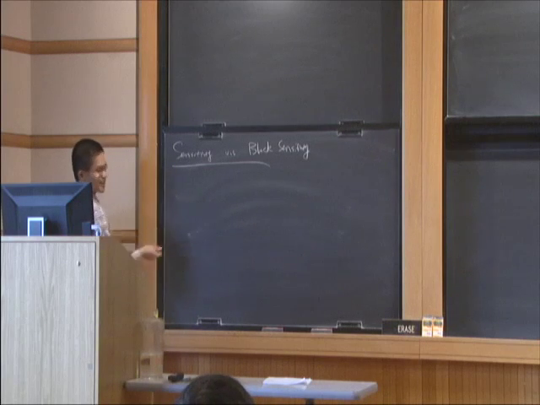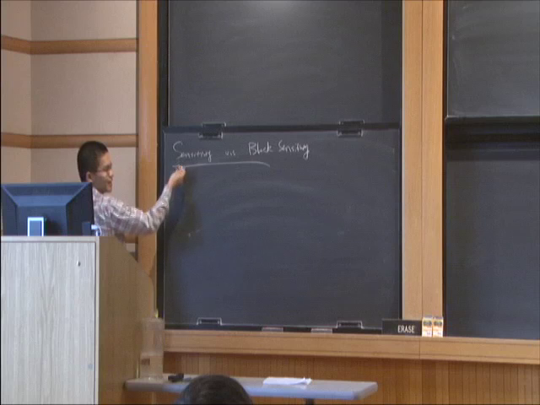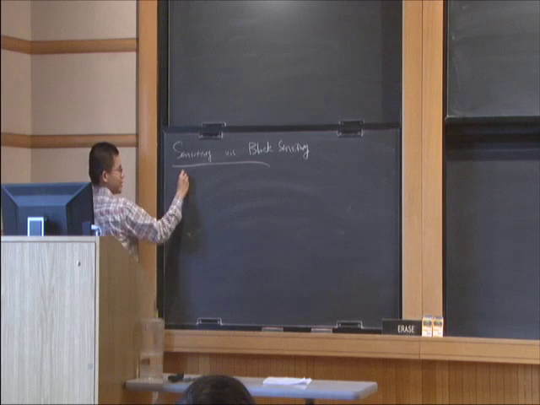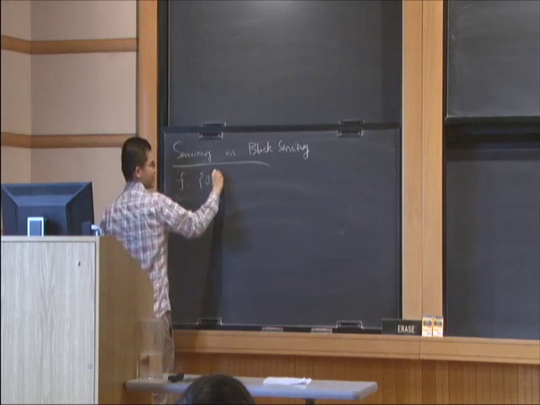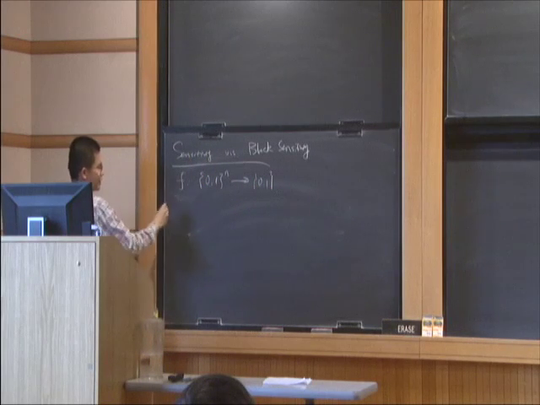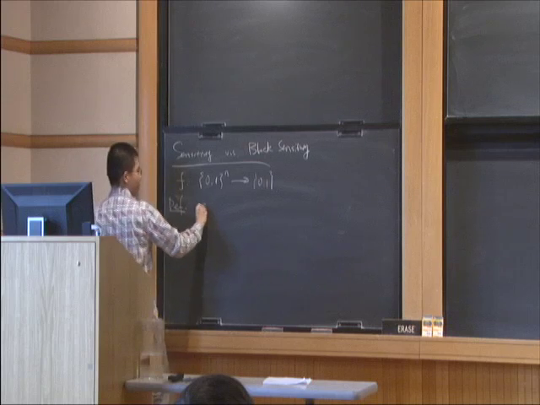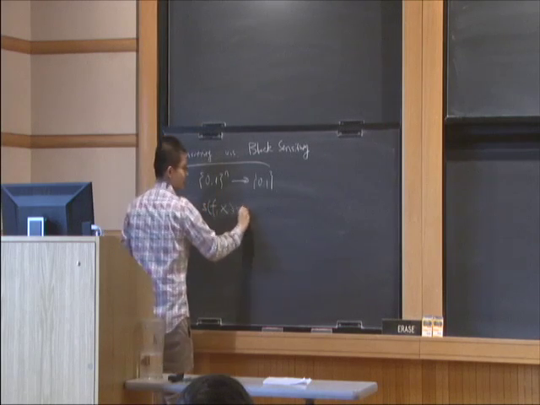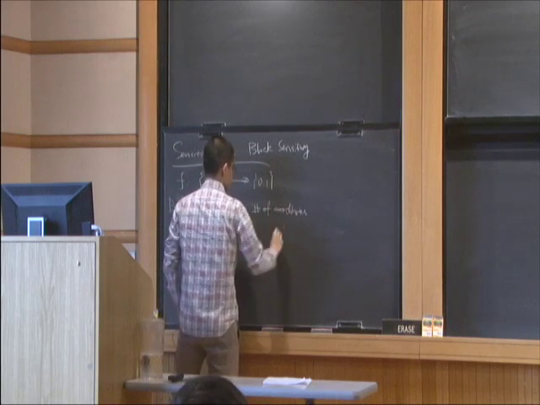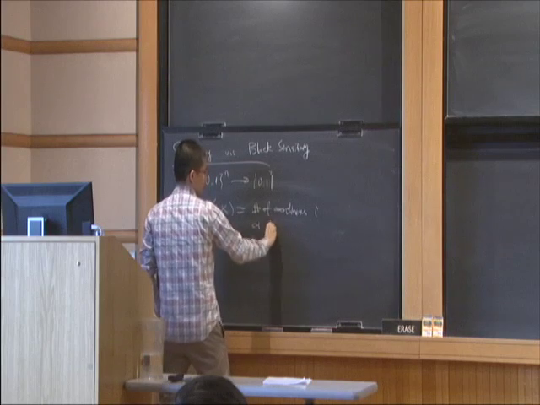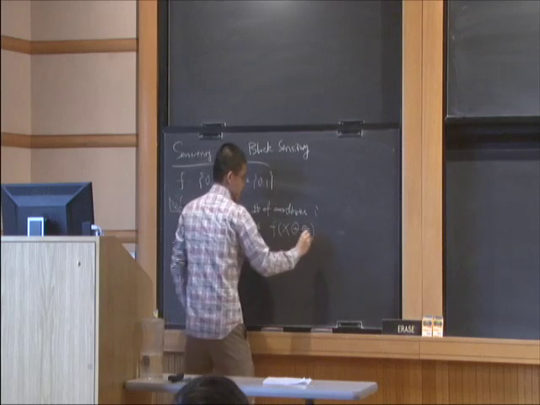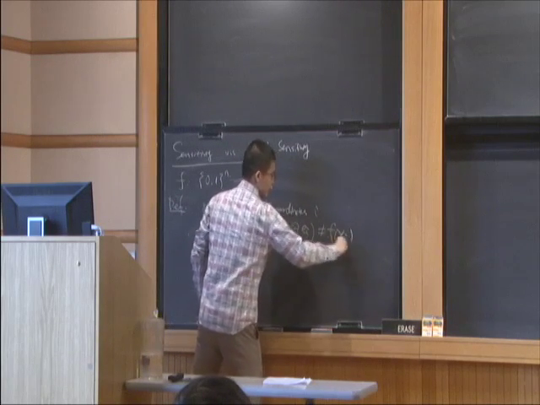So first of all, I need to give you the definition of what sensitivity and block sensitivity are. They are basically different measures of the complexity of Boolean functions. So first, f is a Boolean function from {0,1}^n to {0,1}. And we define the sensitivity of f at the point x to be the number of coordinates i such that if you look at the value of f at x plus e_i, I will tell you what this means in a second, this is not equal to the value of f at x.